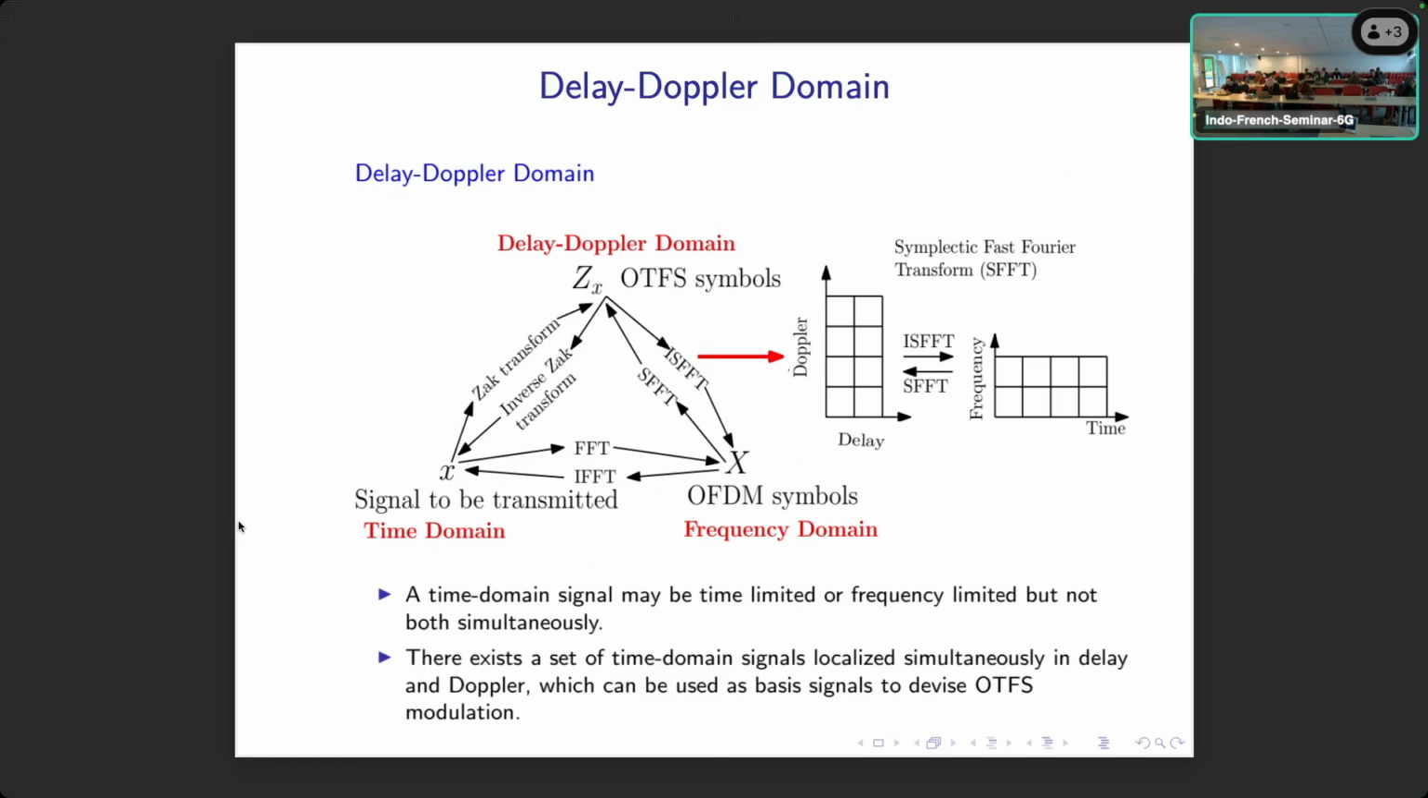So what's the good thing? The good thing is that there exists a set of time domain signals localized simultaneously in delay and Doppler, which can be used as basis signals. Ultimately, if you compare different waveforms, you have to compare the basis functions. If we are able to identify the basis functions, then we can compare them effectively and correctly.